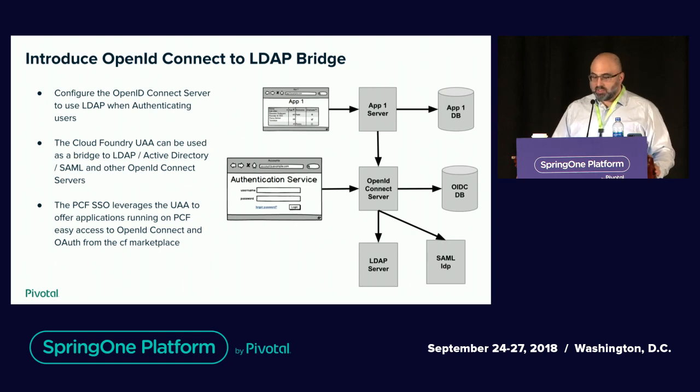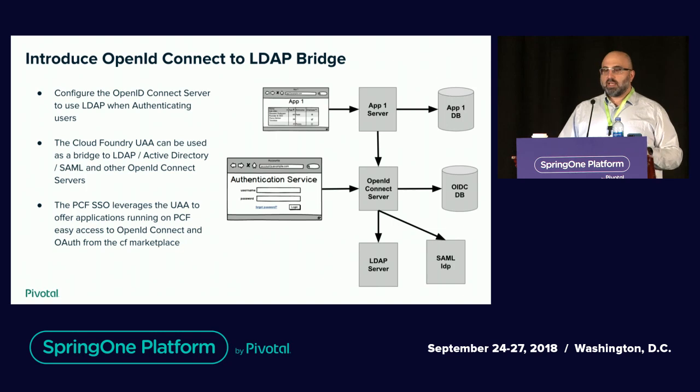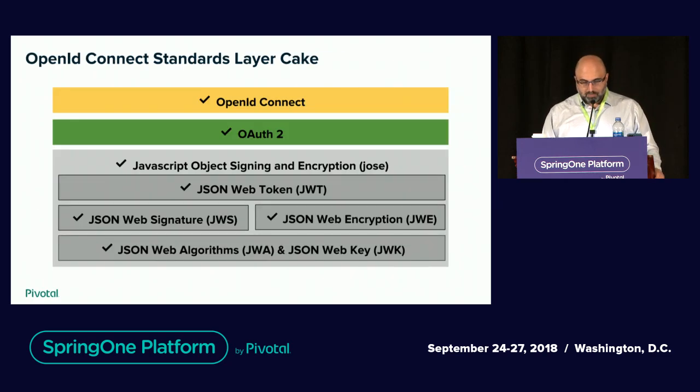Yes, so the UAA or other products that are OpenID Connect servers can handle an arbitrarily large number of these. You can configure plans that point at Google, Facebook, Twitter, your internal Active Directory, a partner company's SAML SSO login, any number of things. Yeah, you're welcome. Good question.